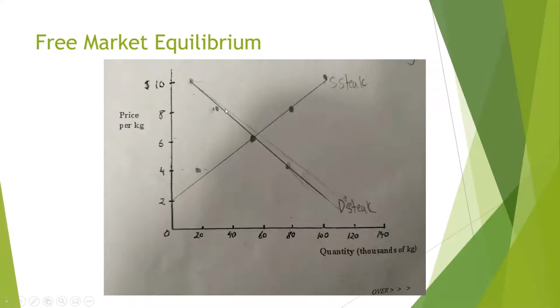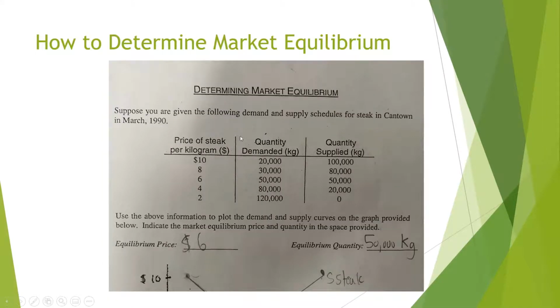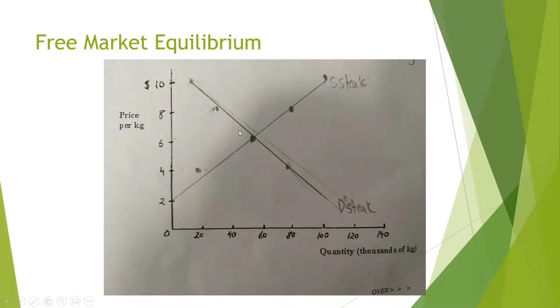But yeah, that's pretty much all there is to it. You make sure the quantity demanded equals quantity supplied, and that's the market equilibrium. And of course, it's a free market, so without government intervention, the market's always going to try to get to here.